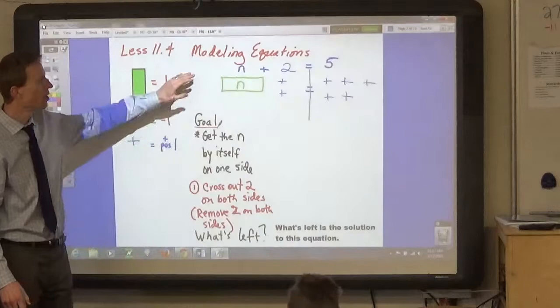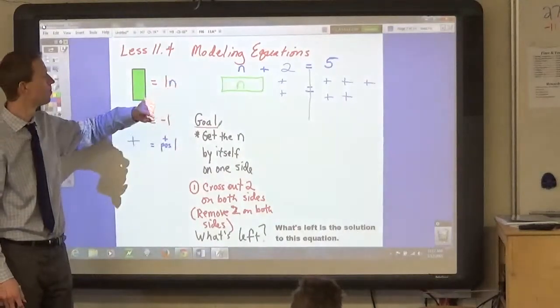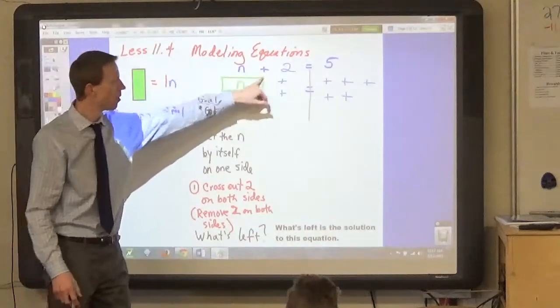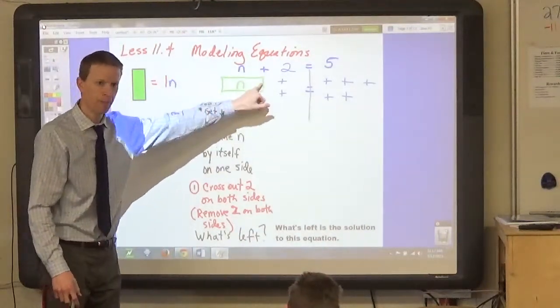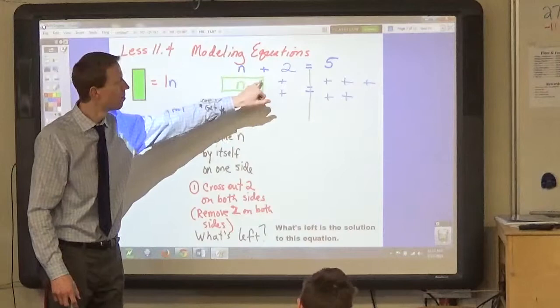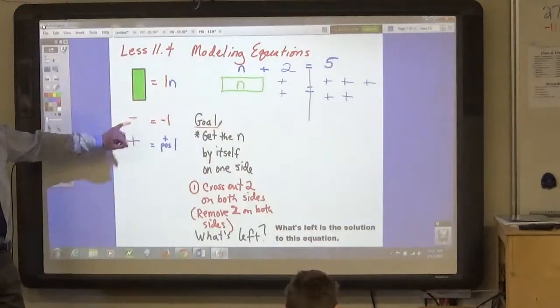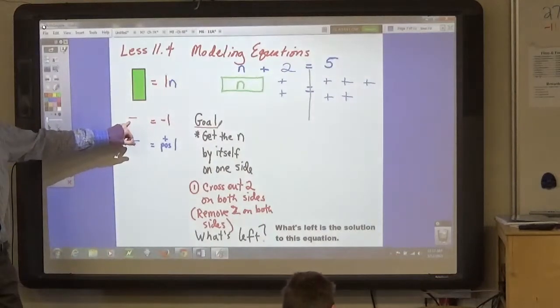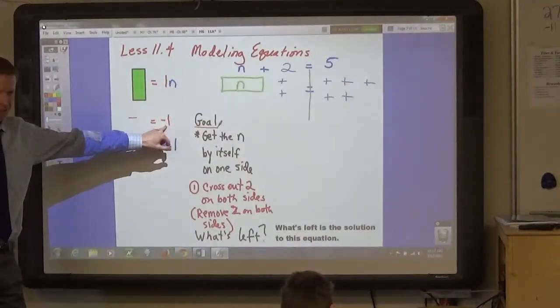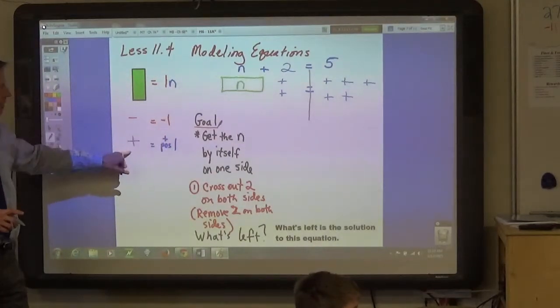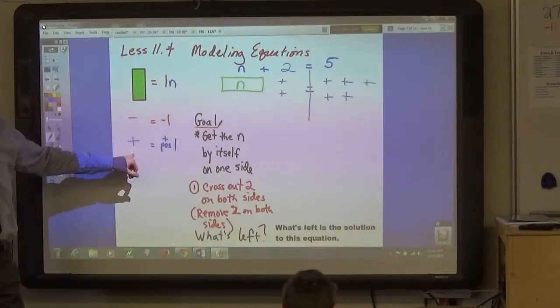Now we're going to be working with addition equations first. And this model shows that this number n, whatever this value is, plus 2 equals 5. We're going to use minus signs that equal -1. So every minus sign equals a -1, and every plus sign equals a positive 1. Okay?